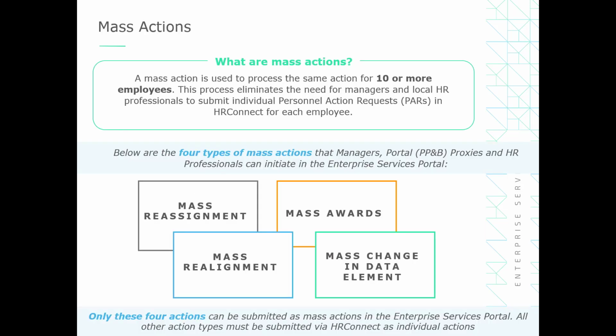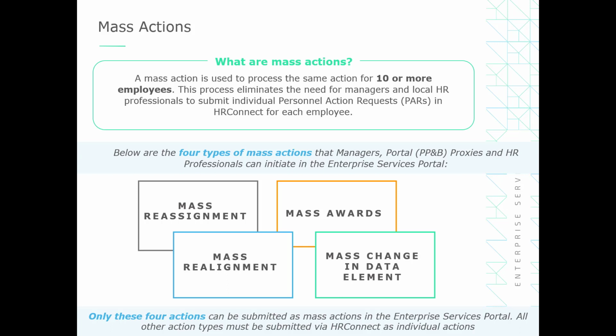A mass action is used to initiate the same PAR for 10 or more employees at once. This process eliminates the need for managers and local HR professionals to submit individual PARs in HR Connect for each employee. Please note, if an action affects fewer than 10 employees, managers or local HR professionals should submit individual requests via HR Connect.